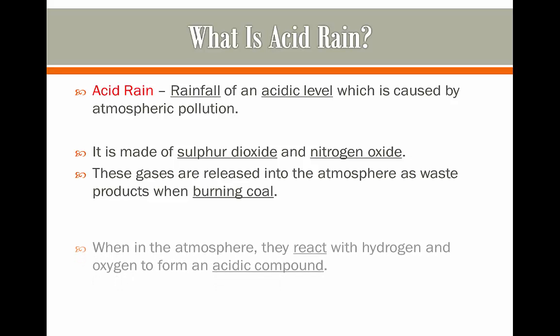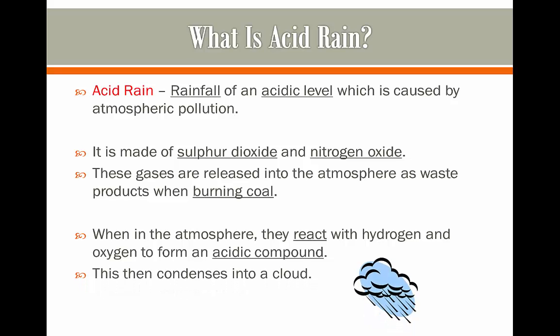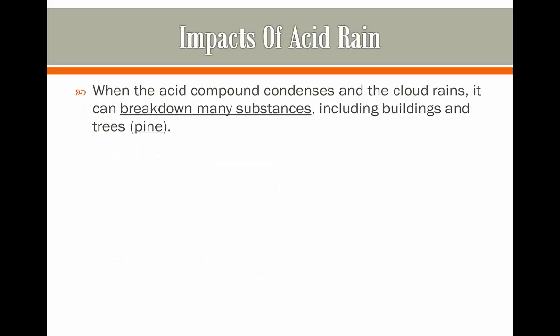They're put into the atmosphere as waste products, and when they're in the atmosphere they can react with hydrogen and oxygen to form an acidic compound. This can condense into a cloud, and this cloud is going to, of course, rain acidic rain when it does so. So what are the impacts of acidic rain?